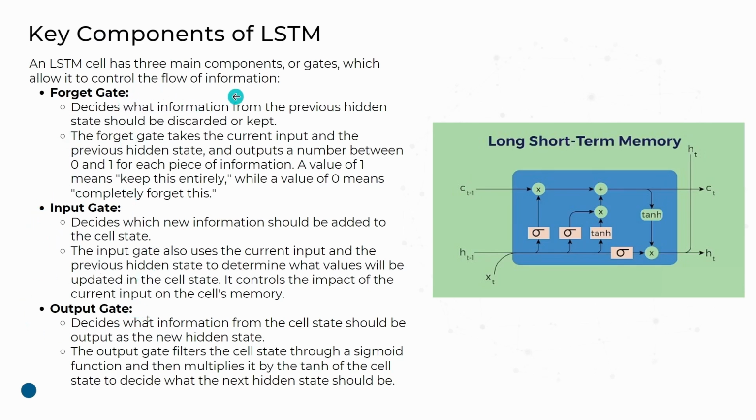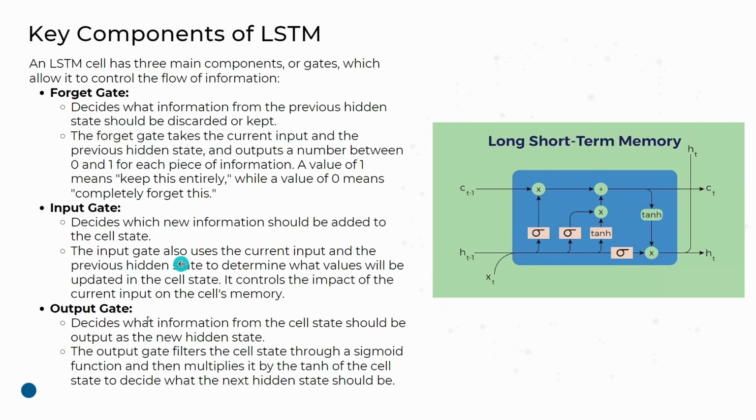The forget gate decides what information from the previous hidden state should be discarded or kept, meaning what should I remember and what should I keep. That information is handled with the help of the forget gate. So how does it work? The forget gate takes the current input and the previous hidden state and outputs a number between 0 and 1. 1 means keep this entirely and 0 means completely forget this.